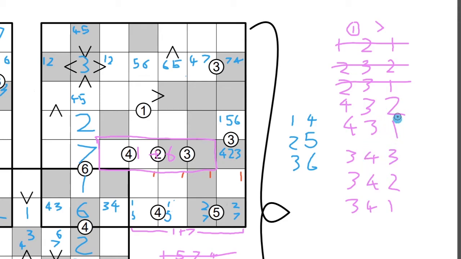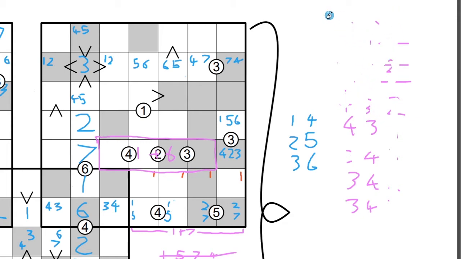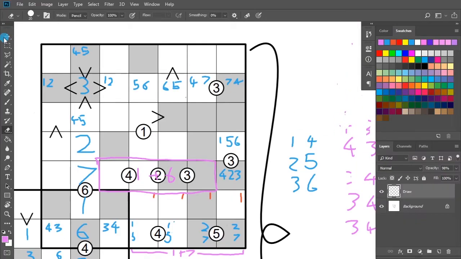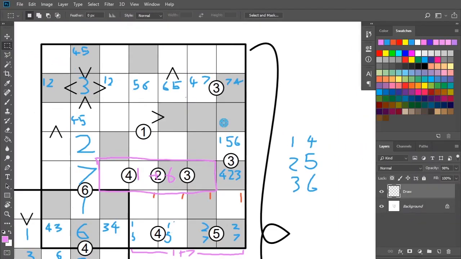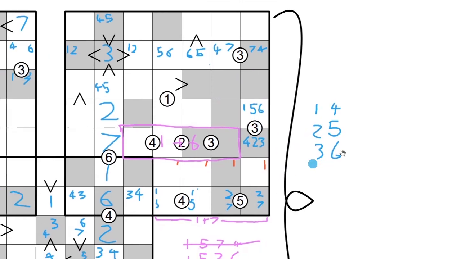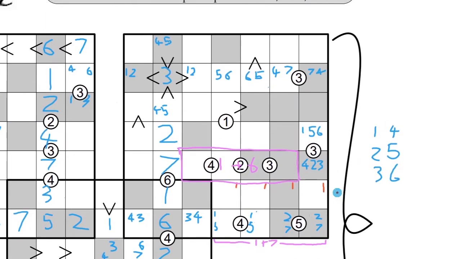Yeah, we've got way too many options. Let's just get rid of this. Maybe that would have come in useful later, I don't know. Ooh, what am I doing? How do I make this easier? There we go. Okay. Well, I know there can't be a 1 now. Don't need to keep that on there.